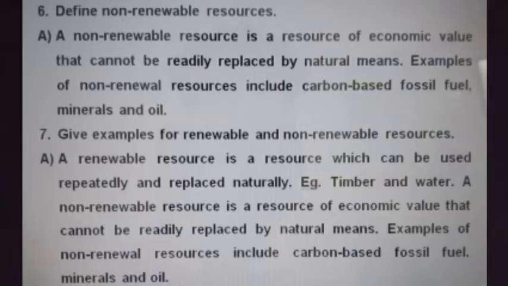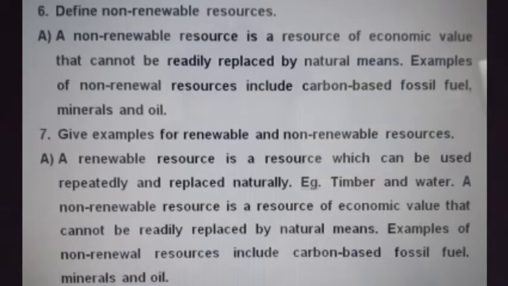Now the seventh question. Give examples for renewable and non-renewable resources. Answer: a renewable resource is a resource which can be used repeatedly and replaced naturally. Examples: timber and water. A non-renewable resource is a resource of economic value that cannot be rapidly replaced by natural means. Examples of non-renewable resources include carbon-based fossil fuels, minerals, and oil.